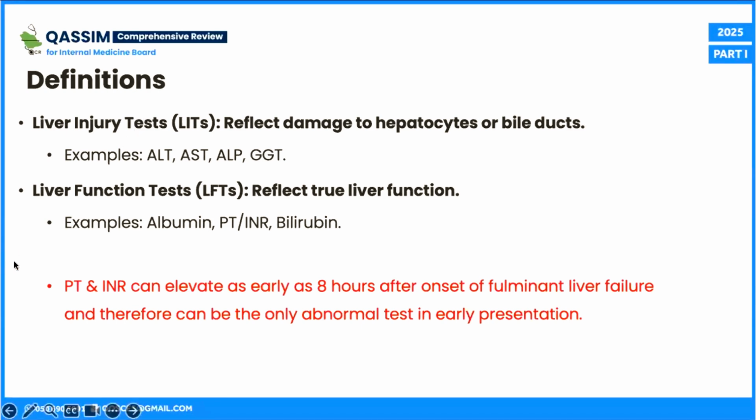So as I mentioned before, the half-life of factor 7 is around 8 hours. In cases of fulminant liver failure, one of the earliest signs you will see is encephalopathy, and one of the earliest labs that you will see is a rapidly increasing INR.